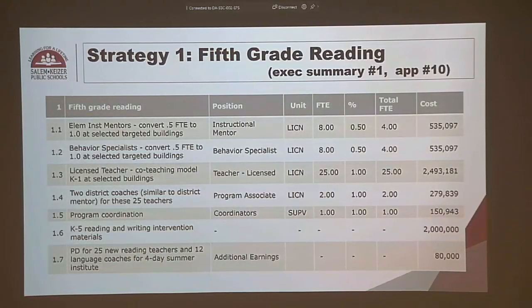You'll see embedded in 1.7, and all the strategies are numbered, and then all the separate categories are numbered with a decimal. And 1.7 also includes 12 language coaches, and we'll talk about those specifically when we talk about language acquisition, but that training for them is folded into this budget.